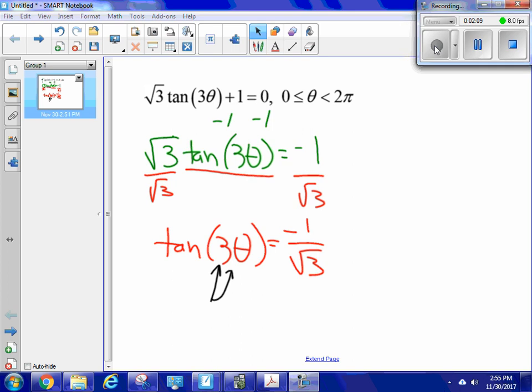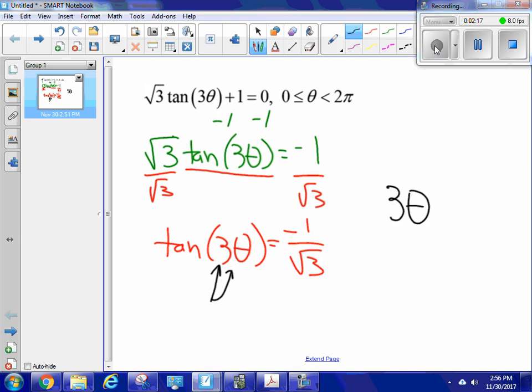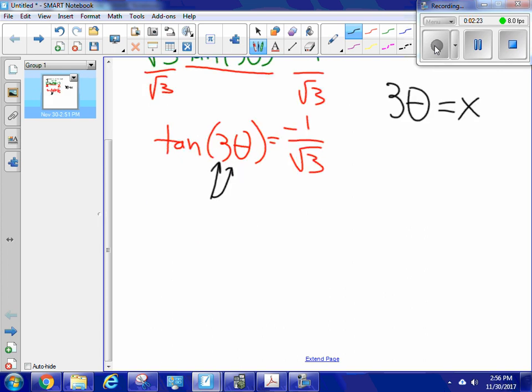So in order to make it easy to solve, I'm going to go over to the side and say, well, 3 theta is awkward, so I'm going to set it equal to x. I'm just changing the variables. So now I have tangent x is equal to negative 1 over radical 3.